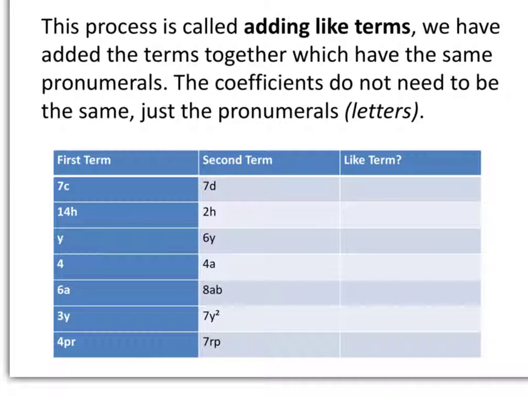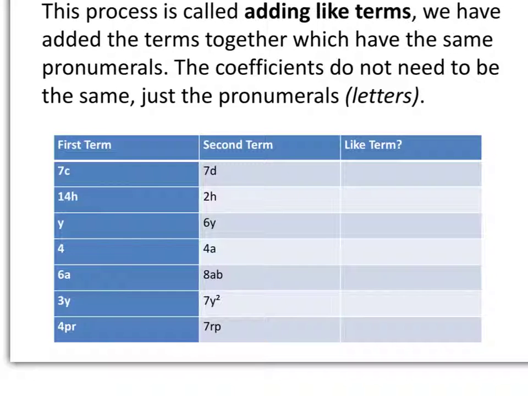This process of finding which terms have the same letters to add together is called adding like terms. We've added the terms together which have the same pronumerals, so the same letter. The coefficients, the number that's with the letter, don't need to be the same, just the letter. So here's a little table and we'll go through which of these we think are like terms or not.